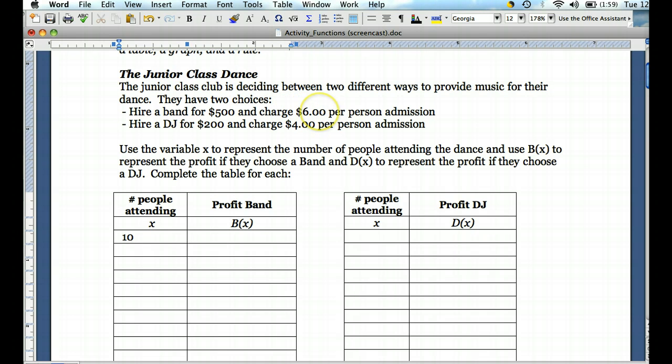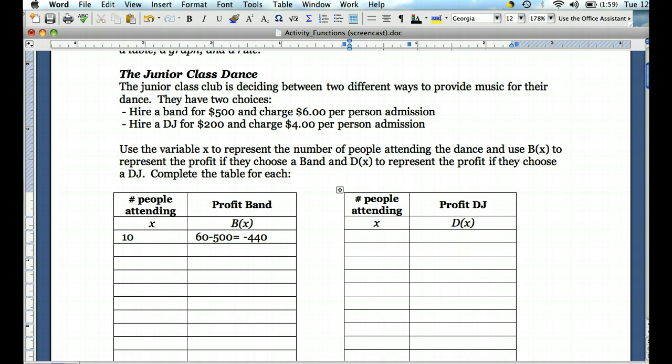And how do we figure out what the profit is? Well, they're going to make $6 per person. So if they have 10 people attending, we can see that there's going to be $60 that they bring in, because that's 6 times 10, but they're going to have to take out the $500 for the band. So you can see that if only 10 people attend, they're in the hole $440.